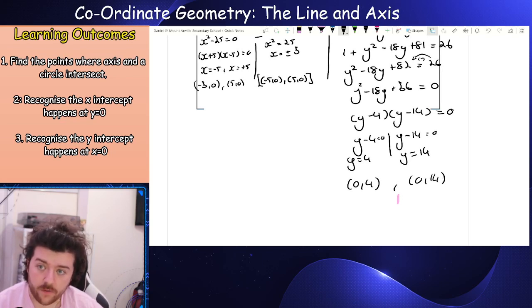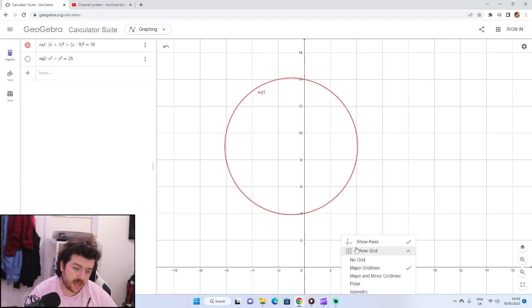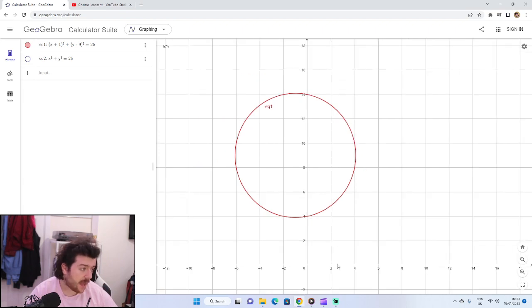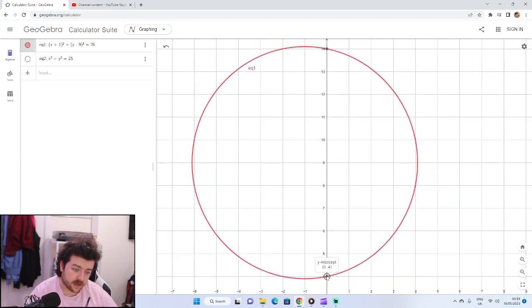Now if we go over to GeoGebra and find our equation of a circle, here again is the equation of a circle I prepared earlier. As you see, it is lying above our x-axis. It crosses the y-axis, again like we said, at 0, 4, and it crosses at 0, 14. So that just verified my answer for myself. Remember, you don't need to sketch this in your exam, but it is just good to have a little look at it.